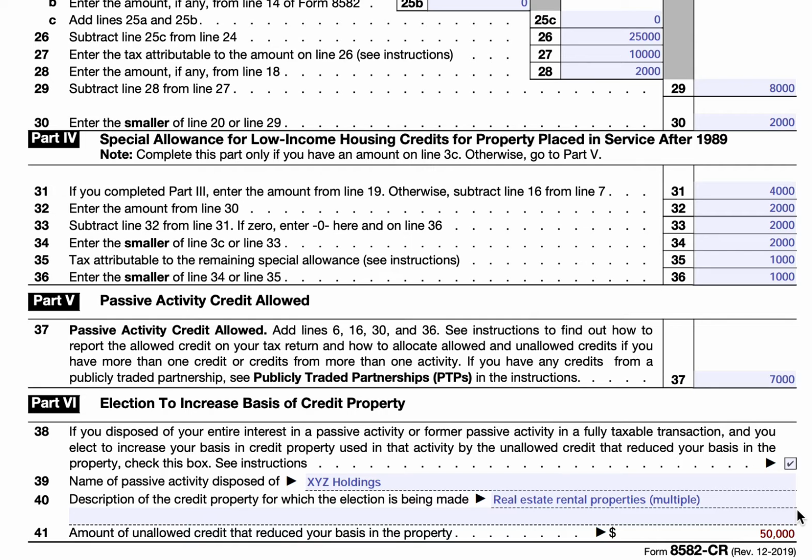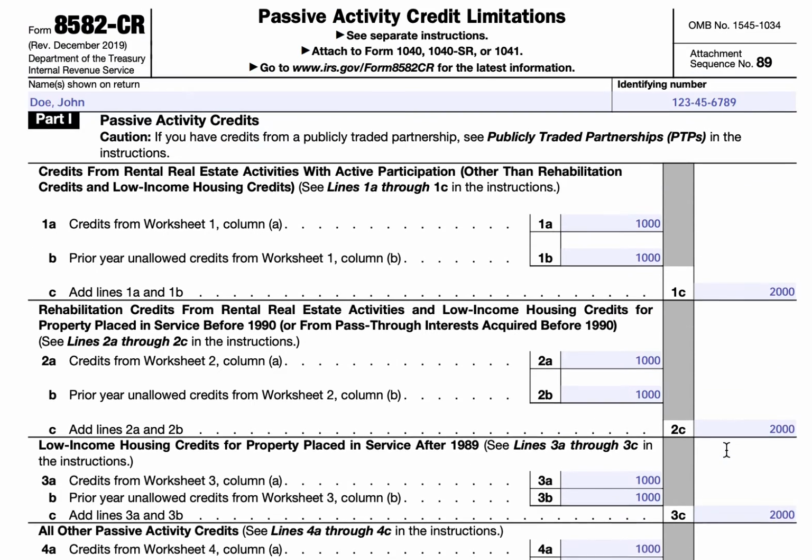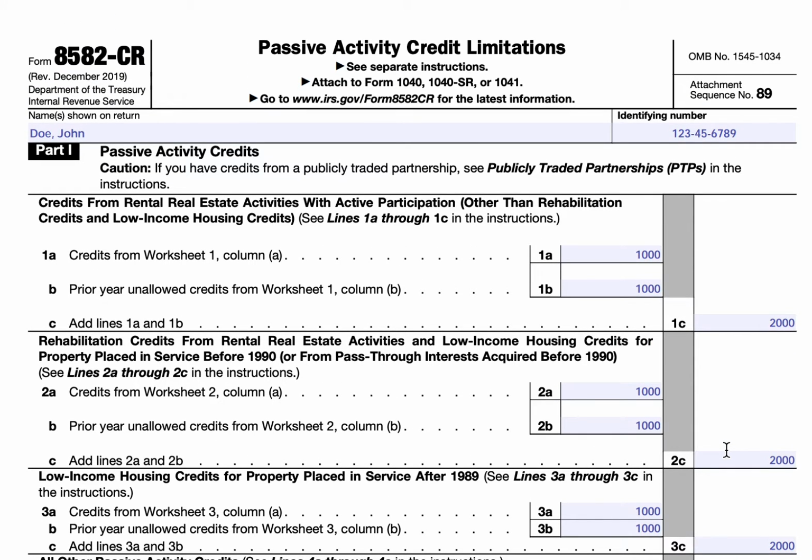So this is a much more complicated form than I made out in the video. Hopefully you were able to derive some benefit just from walking through the form. You can learn a lot more about this form by reading our article, which you can find on our website.